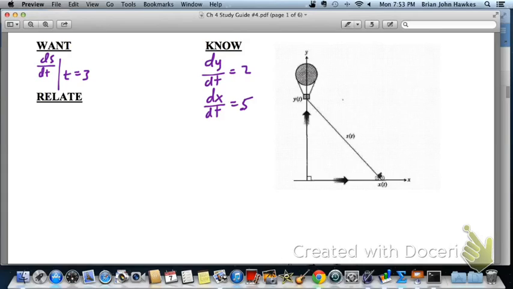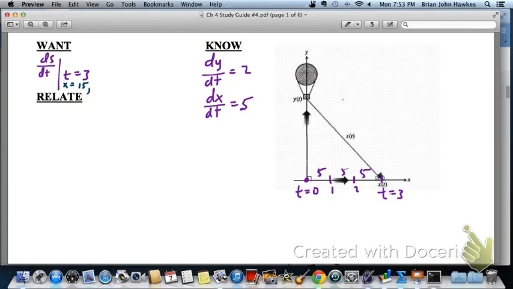Okay. Well, at the t equals 3 second mark, if we look at the diagram, we've got t equals 0 right here. And if the bicycle rider is moving at a rate of 5 feet per second, then at t equals 1 second, he's gone 5 feet. 2 seconds, he's gone another 5 feet, and then at the 3 second mark, he's gone a total of 15 feet. So at that 3 second mark, we know that x has a value of 15.